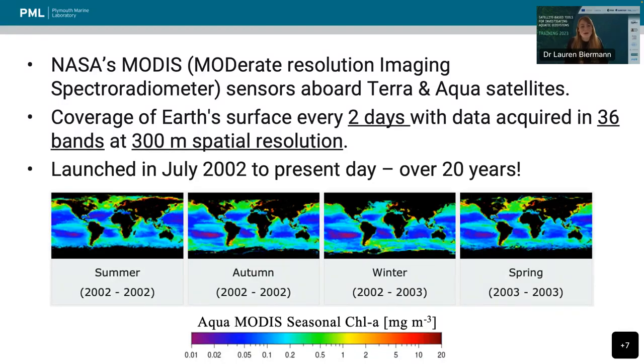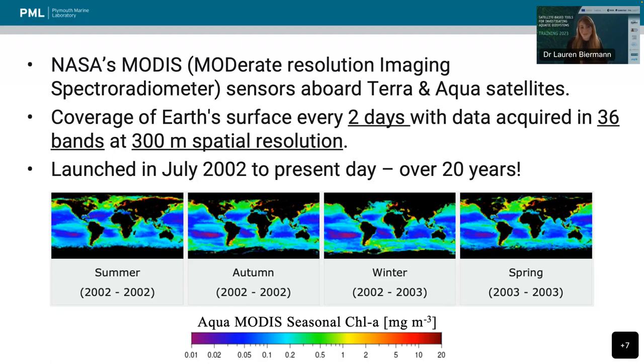And we're going to talk about perhaps their flagship sensor, certainly at the moment, which is MODIS. These radiometers sit aboard two satellites, Terra and Aqua, and they give us extraordinary coverage every 2 days with data acquired in 36 bands at 300 meter spatial resolution, which means MODIS has been giving us data for over 20 years, which is incredible. I know for a fact there are people on this course that are younger than these satellites, but we can go back and see what was happening in the summer of 2002, thanks to MODIS, and then in the spring of 2003, and then we can compare how things look now to how they looked 20 years ago.